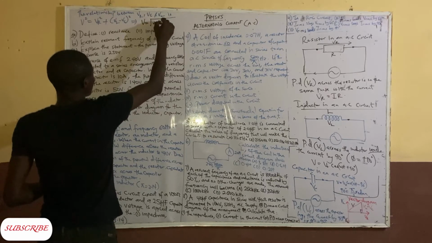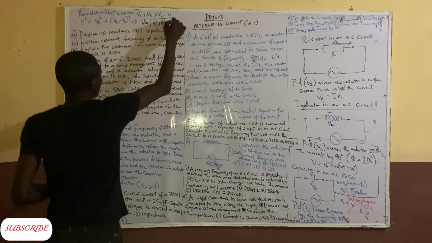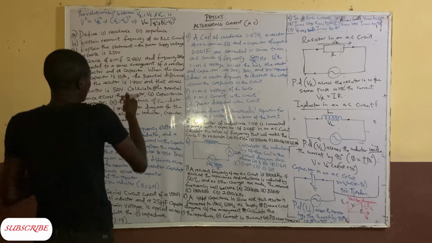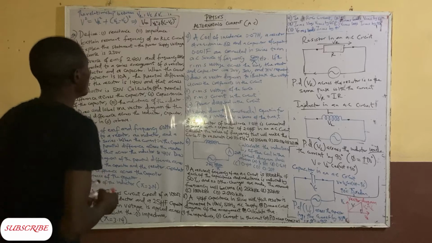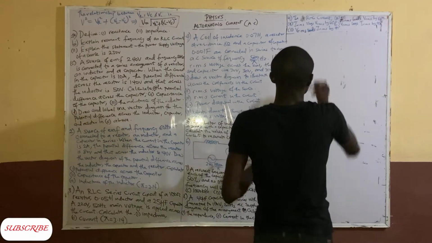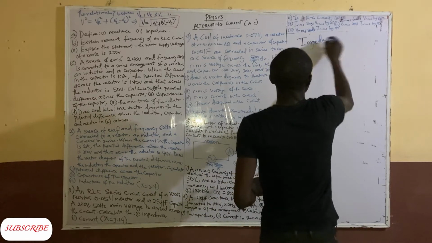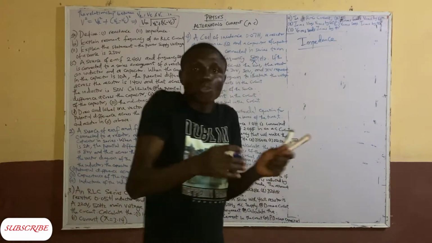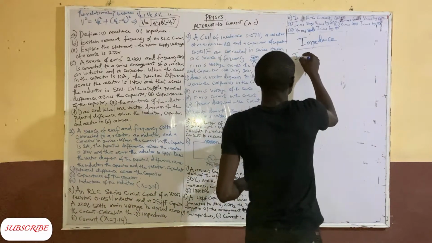VR squared plus VL minus VC, all squared. This is very, very crucial. The formula here is very, very crucial. So that's that about the voltage. Now about the impedance. Impedance is the sum total of opposition.